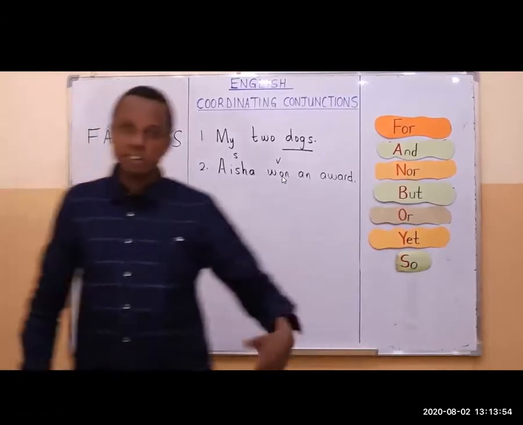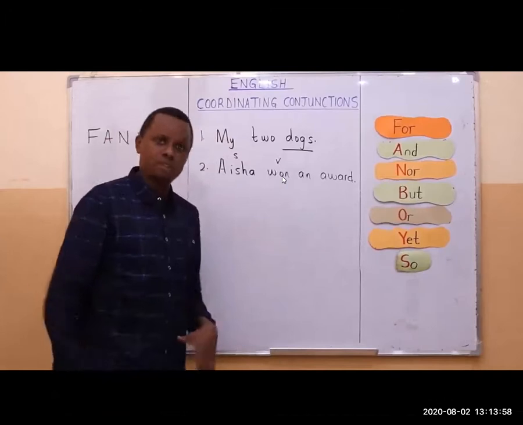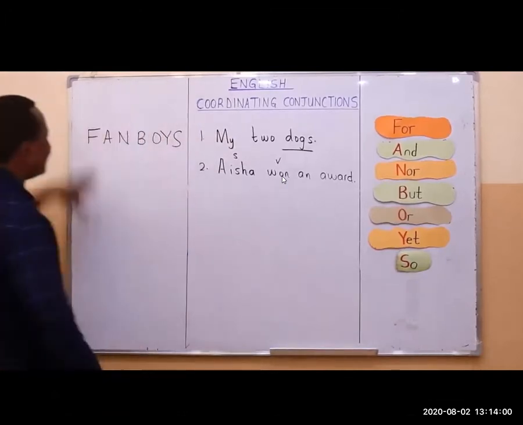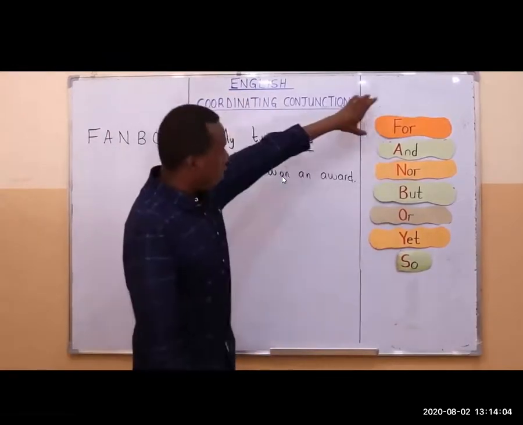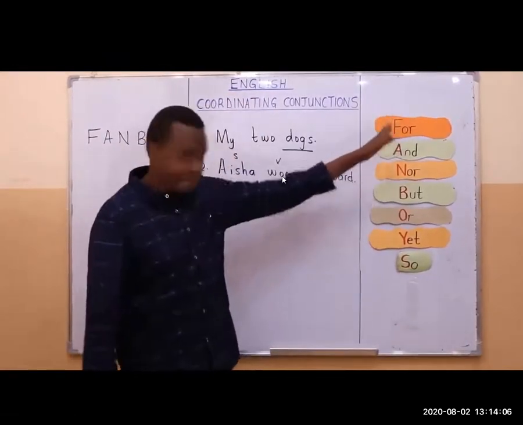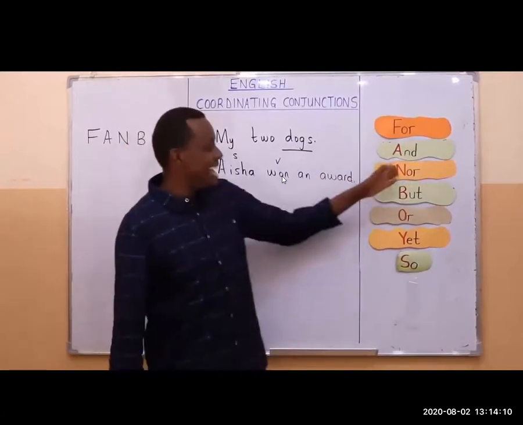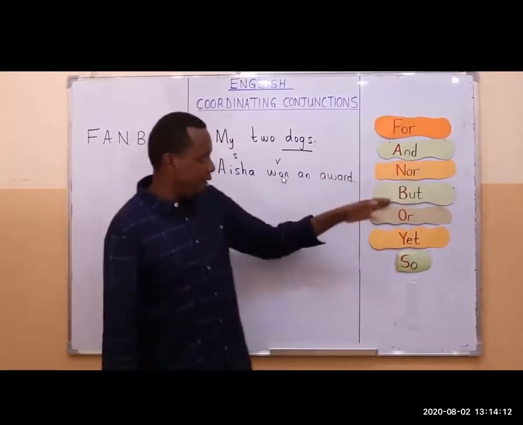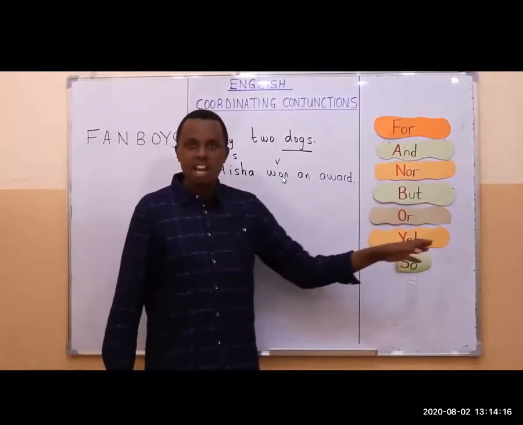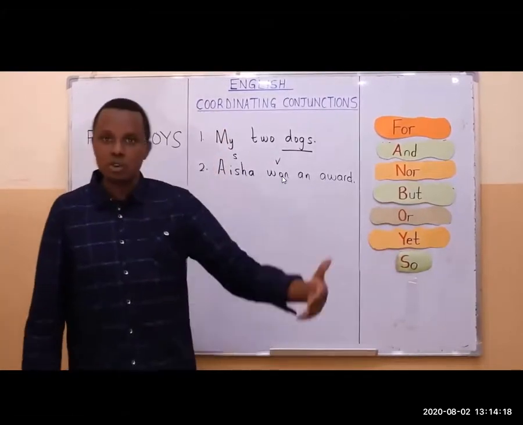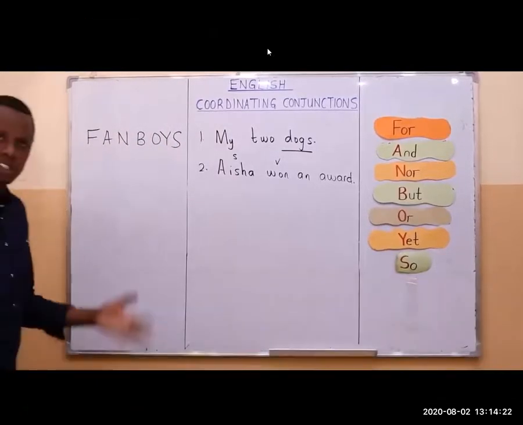So when we talk about coordinating conjunctions, basically what we're referring to is the fanboys. And the fanboys include for. This first letter F stands for for. There is A for and, there is N for nor, there is B for but, there is O for or, there is Y for yet, and there is S for so. So we have fanboys. I think that is quite easy to remember.